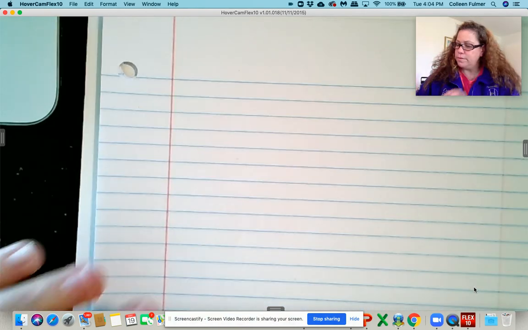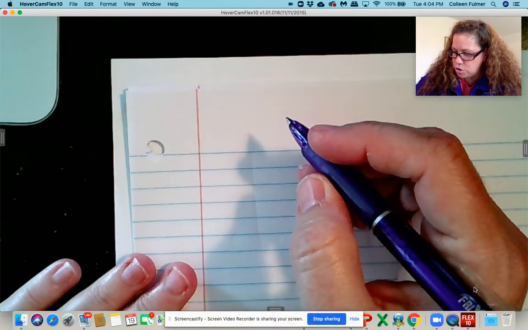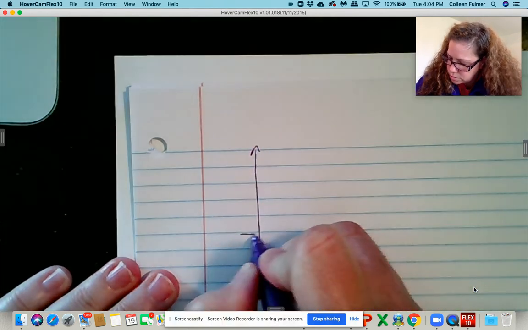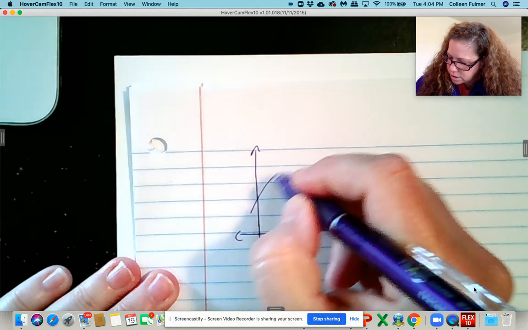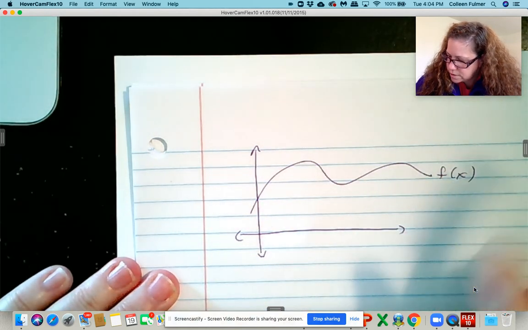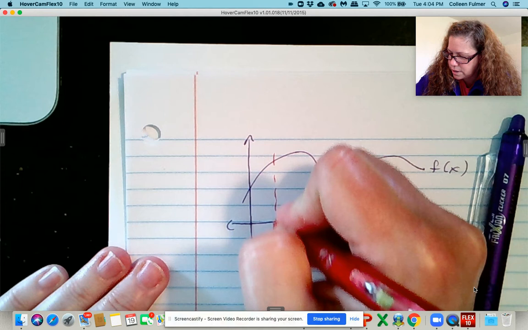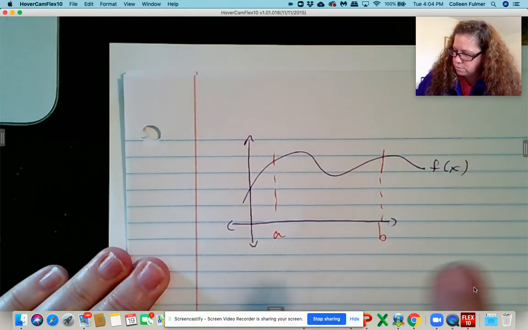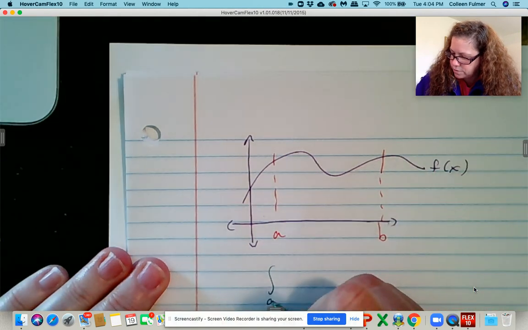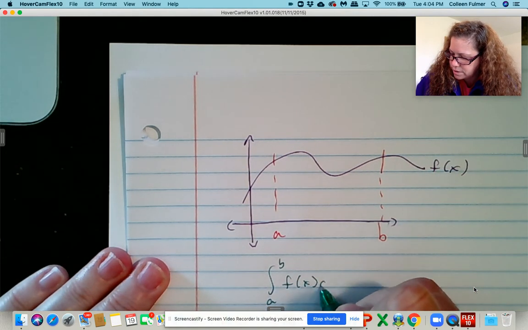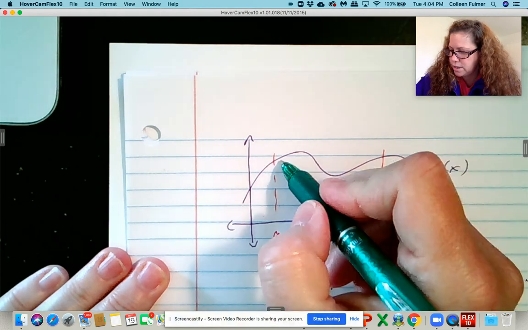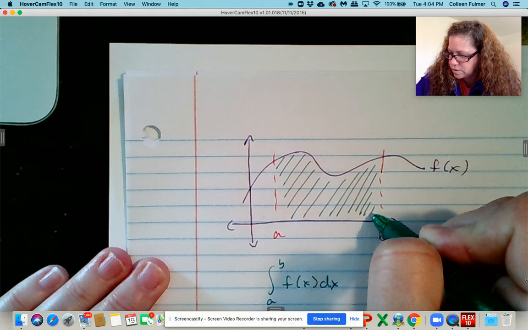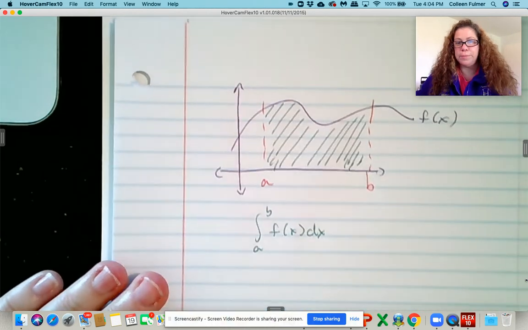All right, so Unit 8 deals with the area between two curves. I just want to review briefly with you. If we had a function f of x on an interval, let's say from a to b, then when we integrate from a to b f of x dx, that actually gives us the area between the function and the x-axis between these two values, a to b.